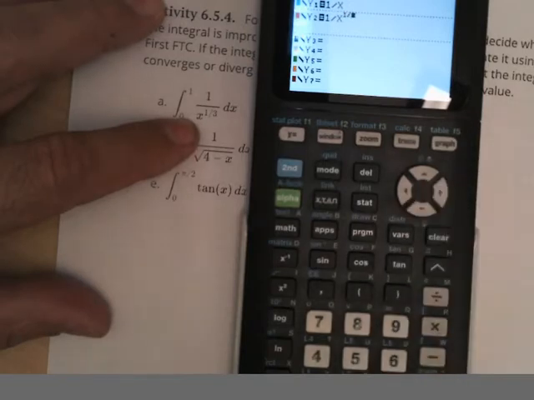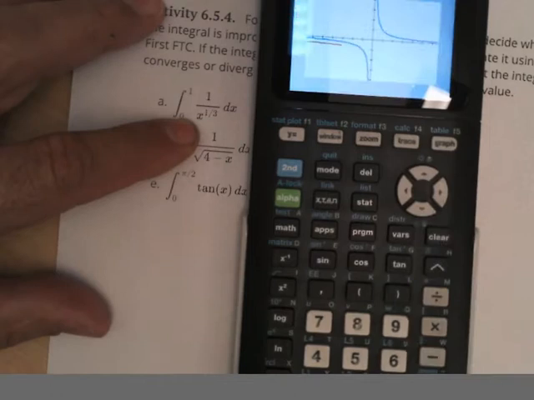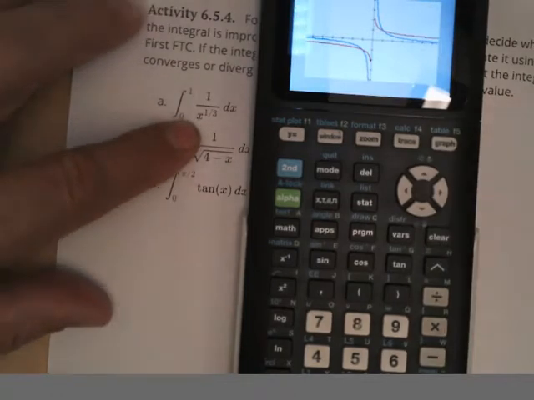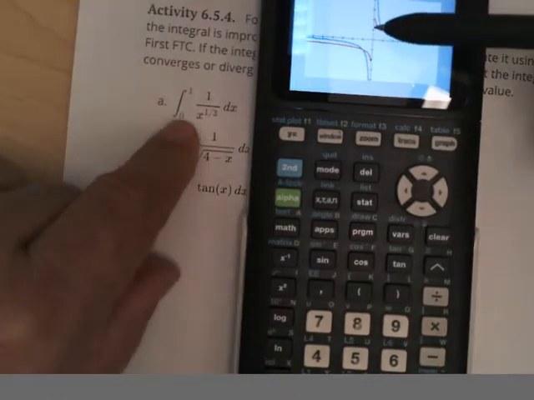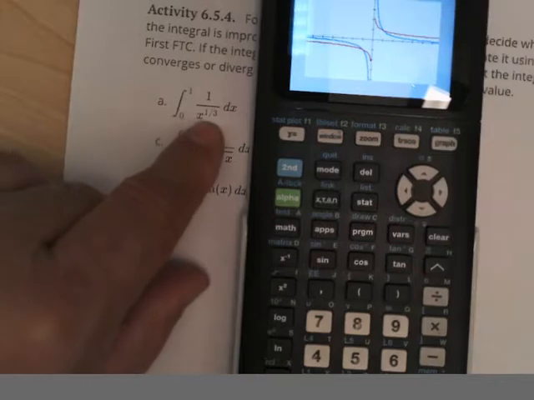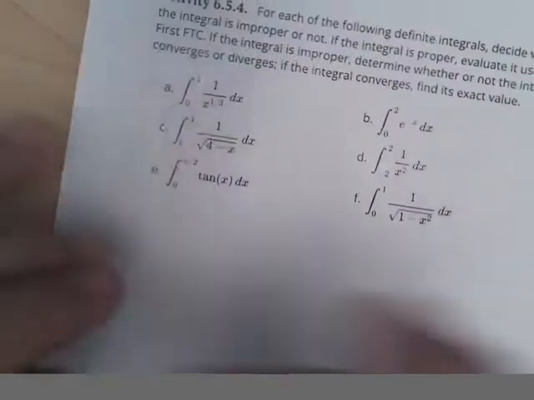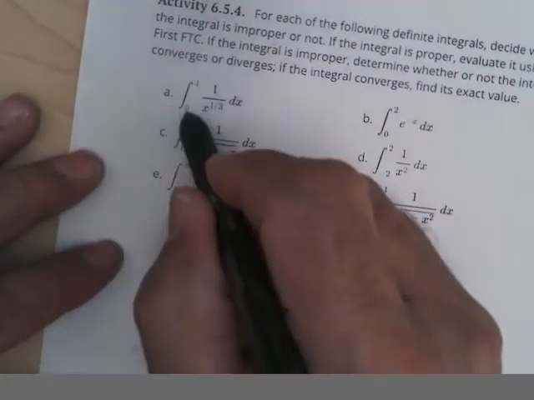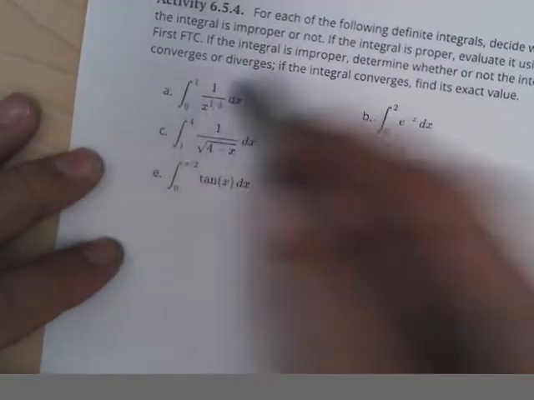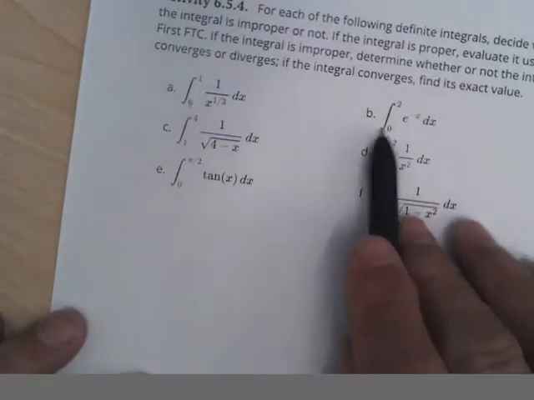1 divided by 3. Let's just see what that looks like. That's the 1 over x. If we're going to go between 0 and 1, that one will converge, and they want you to figure it out. So you would do a limit as b goes to 0 and put a b here, integrate that, and work it out. I believe that one will have a limit.